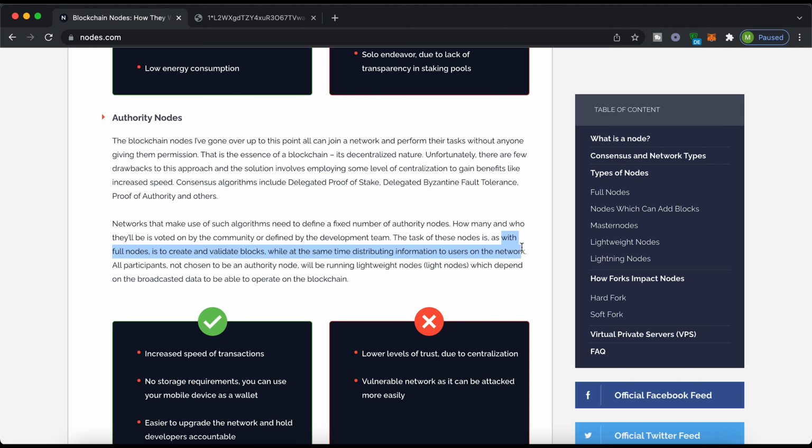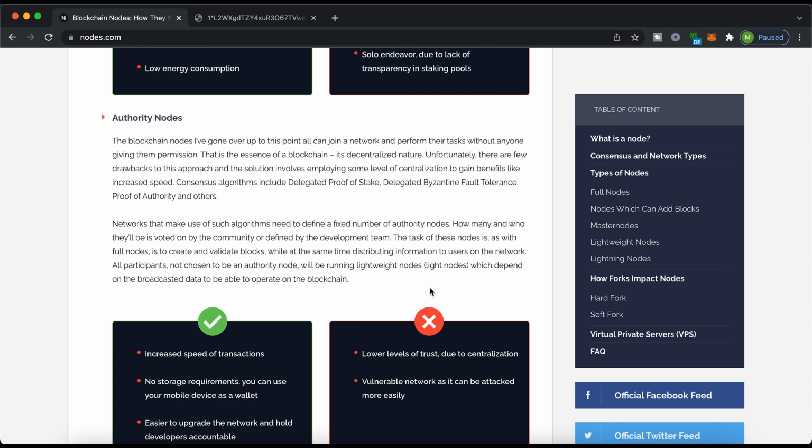This is more geared towards private companies, such as Monero. I don't know if you guys heard of them, but you should look them up. They're on Coinbase. They're a private crypto company. So this has more of a centralized approach to their network in determining who does what, and stuff like that. And anybody on the network who is not an authority node will be running lightweight nodes, which depend on the broadcasted data to be able to operate on the blockchain.